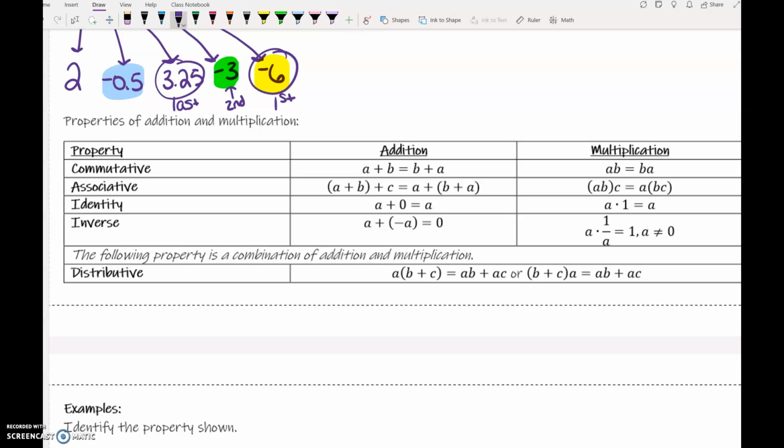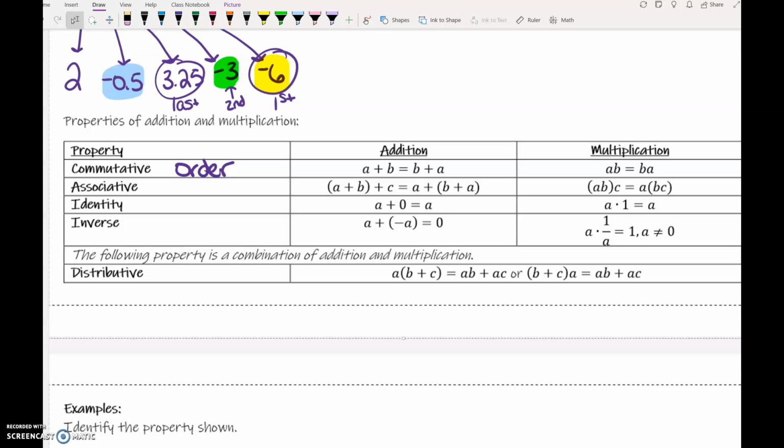The commutative property is all about changing the order. So I'm going to write order next to commutative. The commutative property of addition means that you can switch the order that you add things. 2 plus 3 is the same as 3 plus 2. They both give you the answer 5. The commutative property of multiplication says that you can switch the order when you multiply. 2 times 3 is the same as 3 times 2. They both give you the answer of 6.